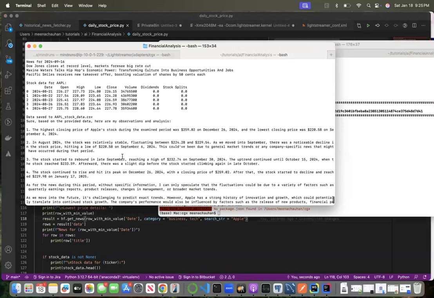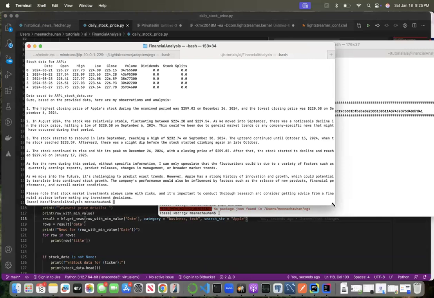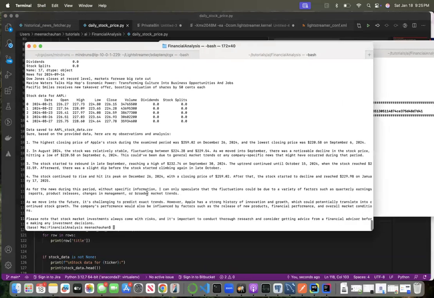Now let's see how OpenAI has analyzed and what it is telling. The highest closing price of Apple stock during the period was on December 26th, blah, blah, blah, and the lowest was September 6th. In August 2024, the stock was relatively stable, fluctuating between 224 and 229. As we moved into September, there was a noticeable decline in the stock price, hitting a low of 220. This could have been due to general market trends or any company-specific news that might have occurred during that period. The stock started to rebound in late September, reaching a high of 232.